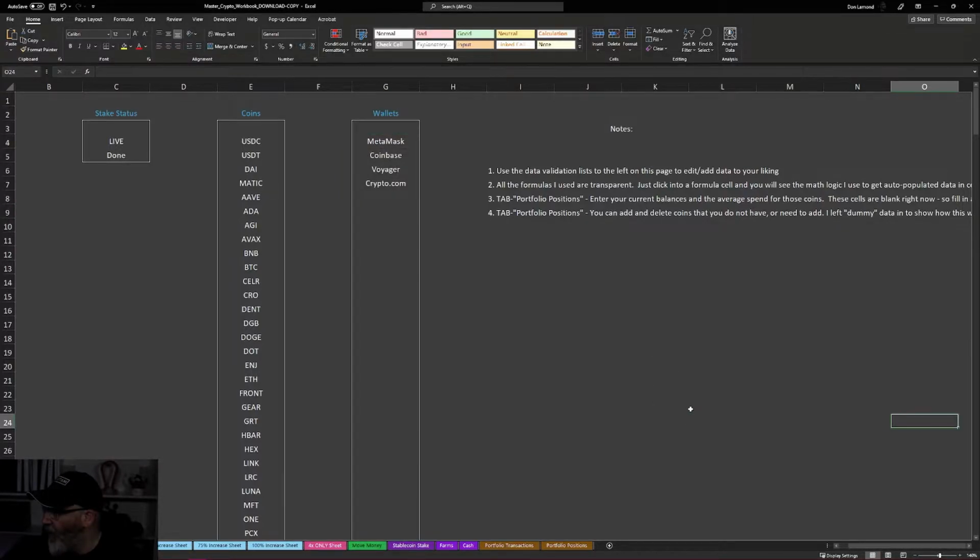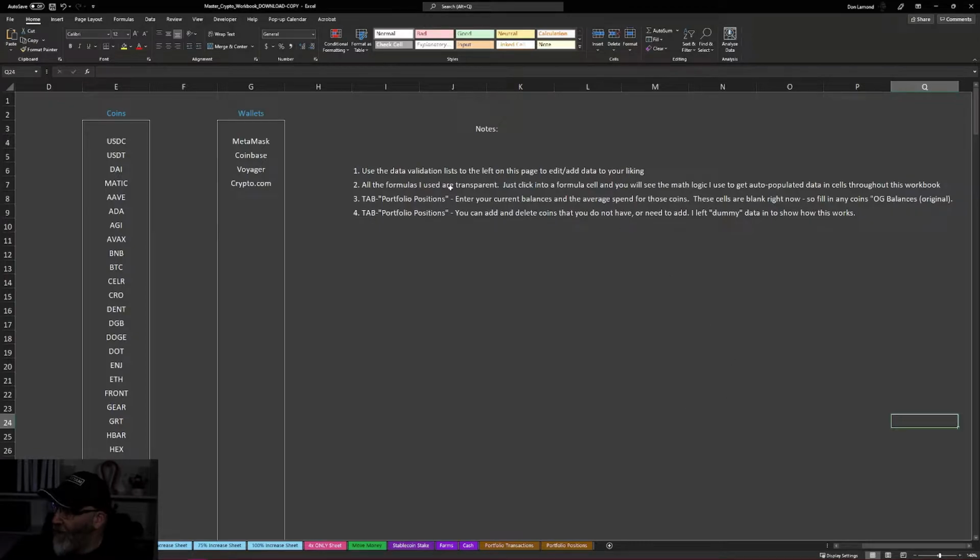Let me go here and see what we got. So the only notes I have here is obviously these are the data validation lists. All the formulas that I use here are transparent. Just click into the cell with a formula, and you will see the math logic I use to get auto-populated data into the cells throughout this workbook.